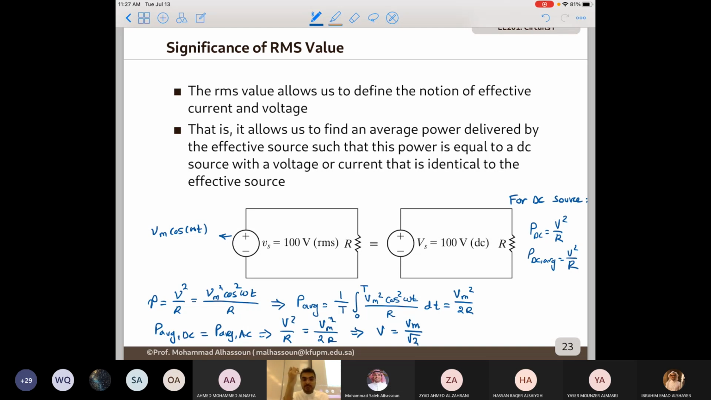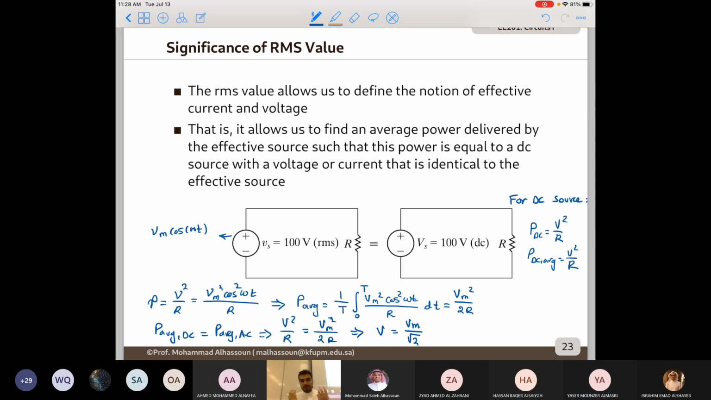So the RMS value is telling me that if I tell you that the RMS value of a source is 100 millivolt or 100 volt, I'm telling you that this source is going to deliver on average, keep in mind this, on average, the same amount of power that a DC source with 100 volt is going to deliver. Is it clear, Shabab? Yes. Clear.